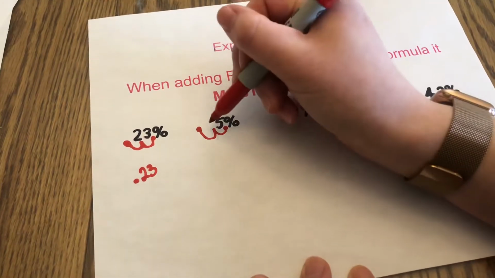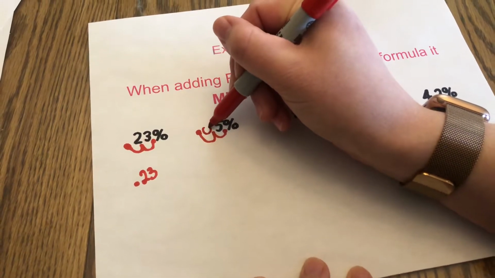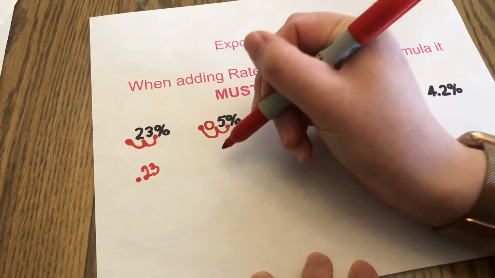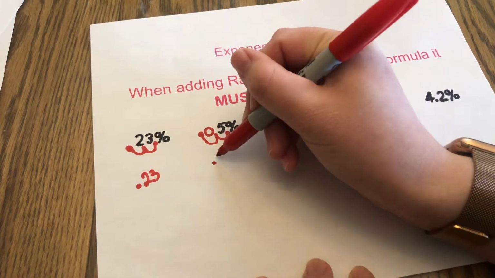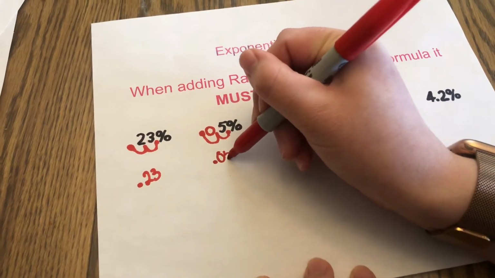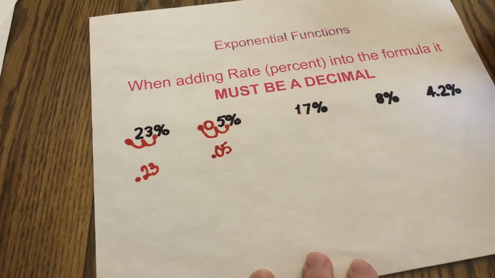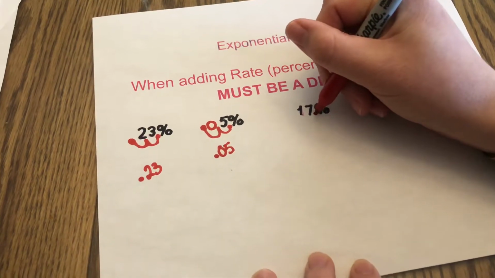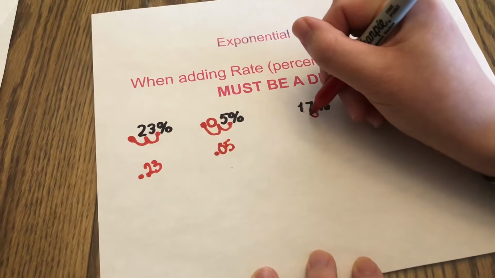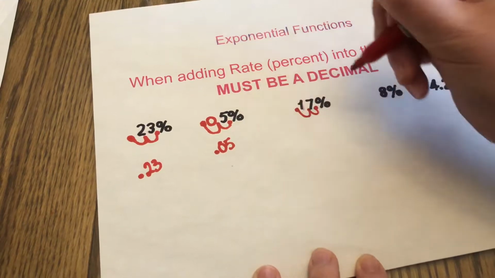The only thing is I now have this open space. I fill it in with the 0. So 5% is 0.05. Same idea going forward. Put it on the end. Move it over 2 spots.